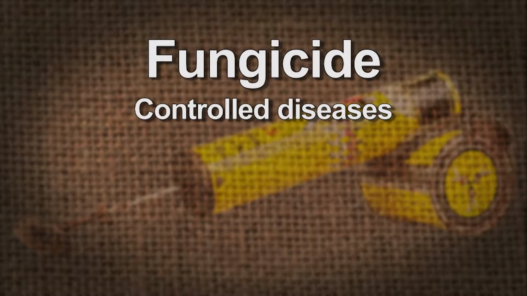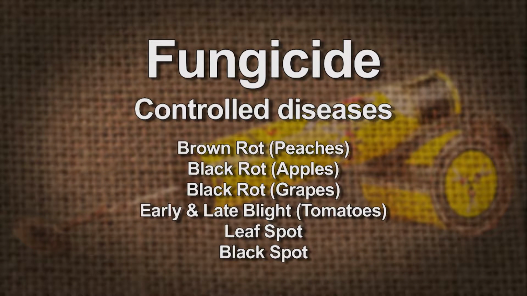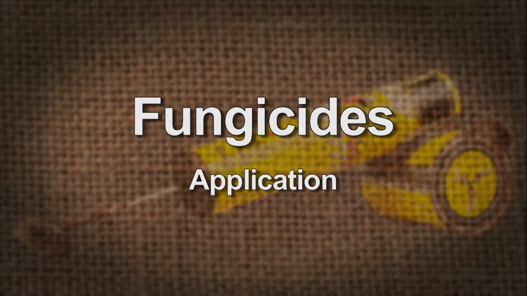But the diseases that we're trying to control are brown rot in peaches, black rot in apples, black rot in grapes, early blight and late blight in tomatoes, most of the fungal diseases that are in tomatoes. It's not as important to know exactly what fungal disease you have, but it is important to know that you've had a history of the problem and then apply these fungicides on a preventative basis.